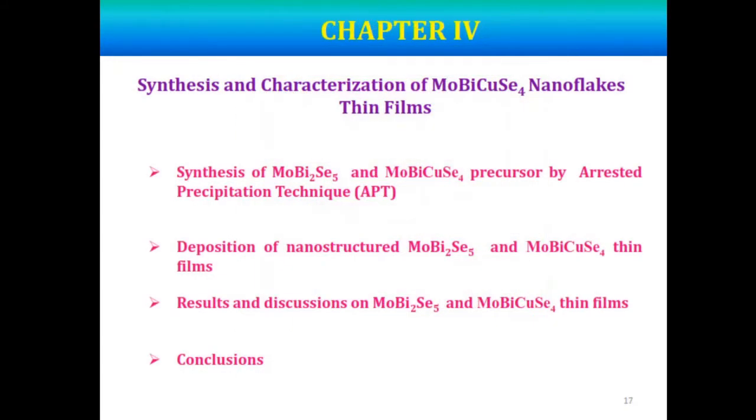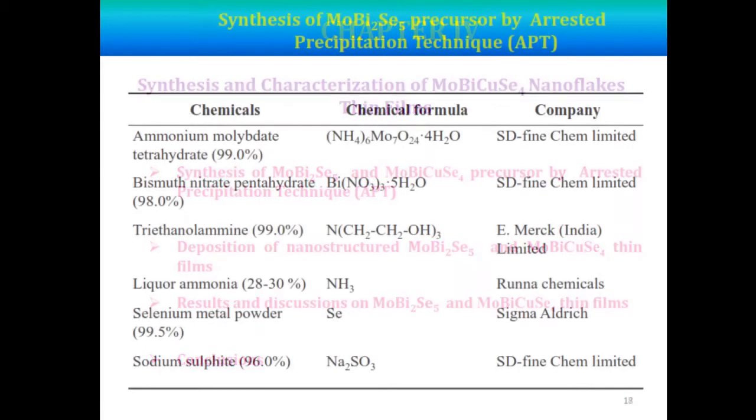In chapter 4, we are going to see synthesis and characterization of molybdenum bismuth copper selenide nanoflex thin films. In this, synthesis of MoBi2Se5 and MoBi-CuSe4 precursor by arrested precipitation technique, that is APT, deposition of nanostructured MoBi2Se5 and MoBi-CuSe4 thin films, then results and discussion of MoBi2Se5 and MoBi-CuSe4 thin films, and then conclusions.